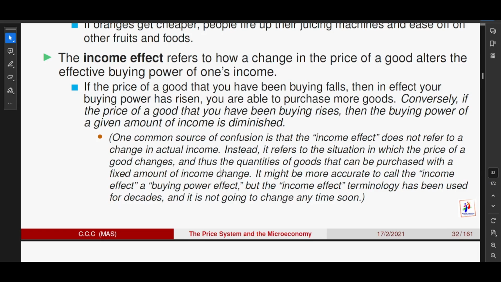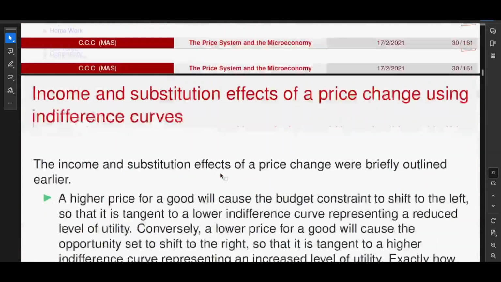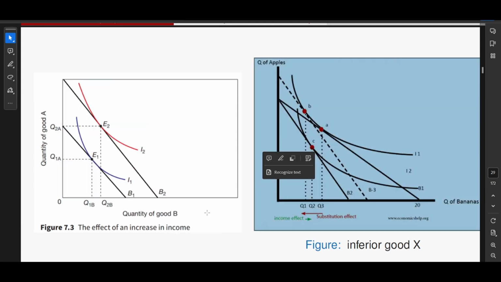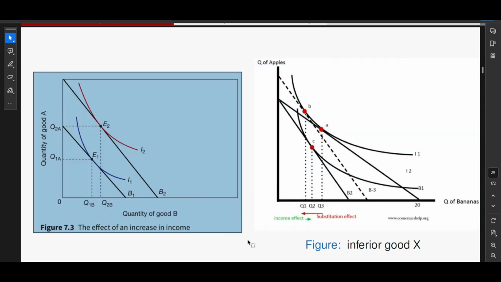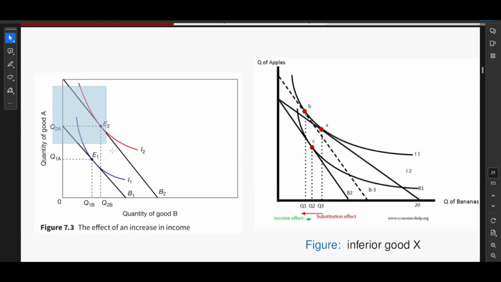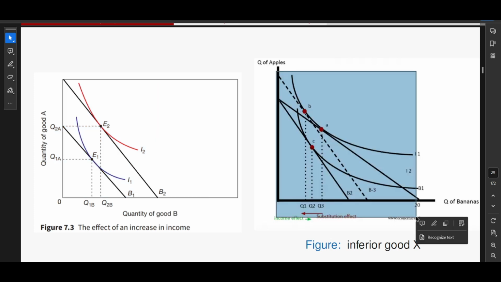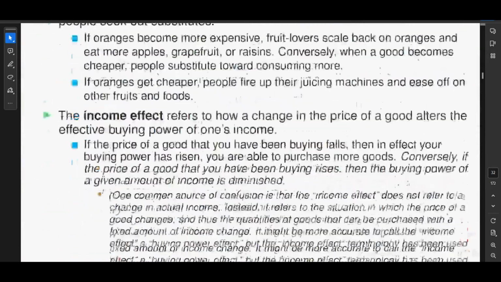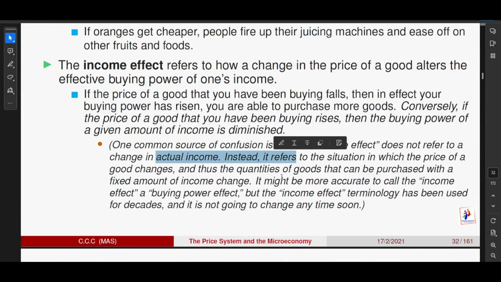So again, if we go back here, right? When we're talking about income effect, we're not talking about this. So how I normally differentiate it for students to understand, this is a nominal change. This is a real change. When we're talking about a real change, here is where the substitution and income effect comes in. So here it says again, common source of confusion, right?